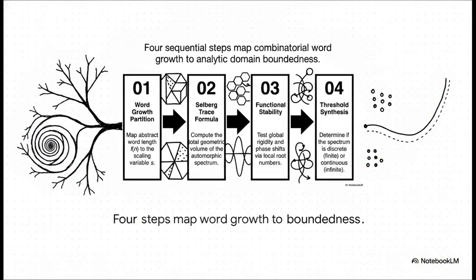Now, to get from those discrete words all the way to that continuous fractal geometry, we follow a snappy 4-step procedural roadmap. First off, we map abstract word length to a scaling variable. Second, we use the Selberg trace formula to compute the geometric volume of the spectrum. Third, we test global functional stability using local root numbers. And finally, step 4, we synthesize our thresholds to see if the spectrum is discrete or continuous. So now that we have our roadmap, let's really look under the hood.